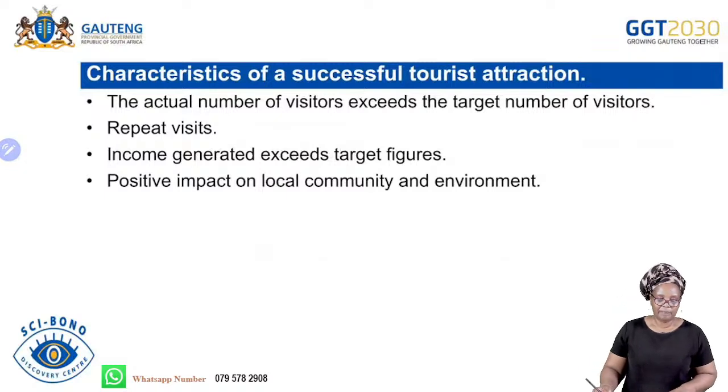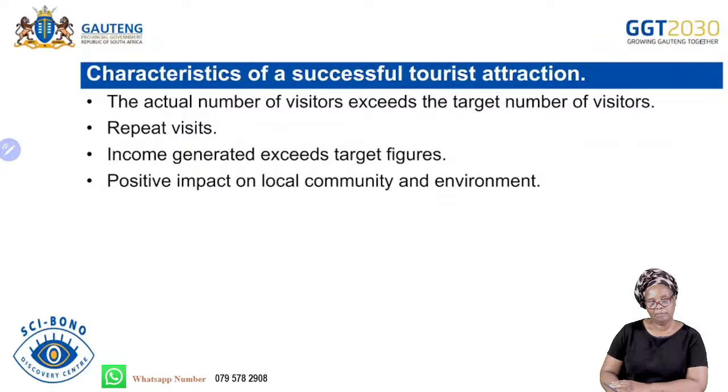I want us to look at the characteristics of a successful tourist attraction. What makes an attraction to be regarded as being successful? Here we have 4 characteristics. Let's look at them. We talk about the actual number of visitors exceeding the target number of visitors. Then we'll know that this place is characterized as successful.